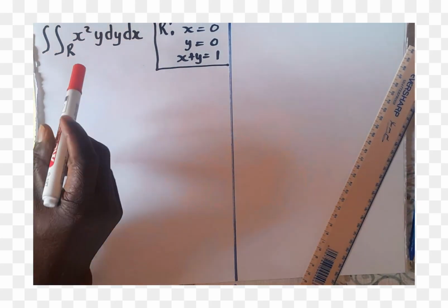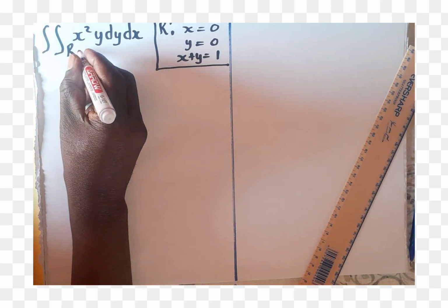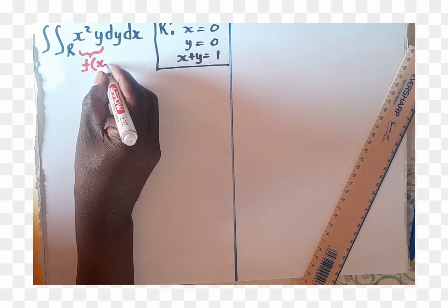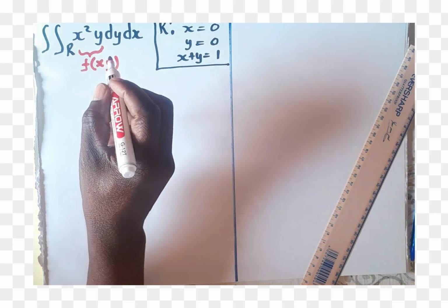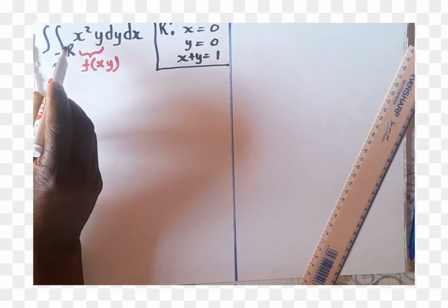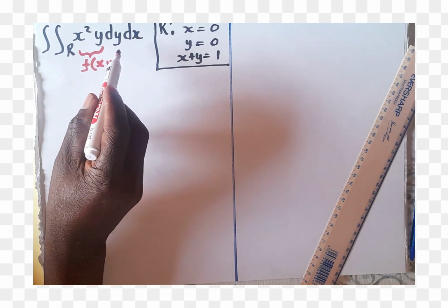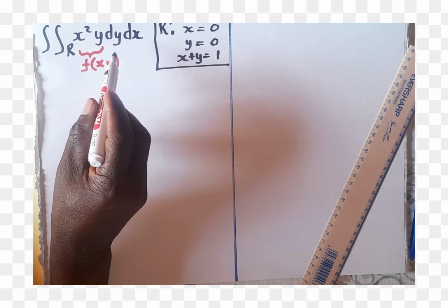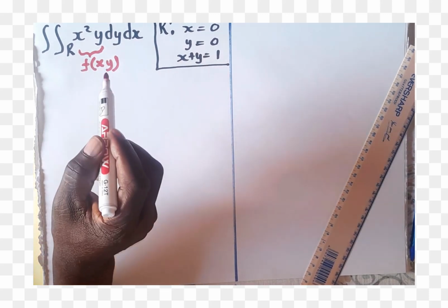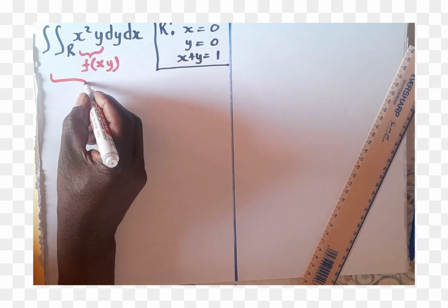What we have here is the function x squared y. Let's call this function f of xy. So here is our f of xy. This function has to be integrated over the region R, that's what this R stands for, with respect to dy dx. So we are integrating with respect to two variables of integration, dy dx. And this whole setup here is what is called a double integral.